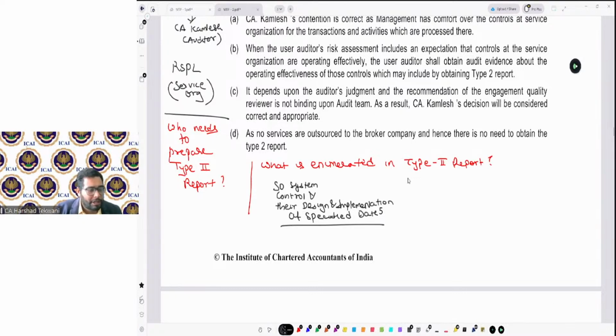So this report, this description plus reasonable assurance by the service organization auditor on the above, that whatever is enumerated above is correct. That is a type 1 report. So basically this is the type 1 report.